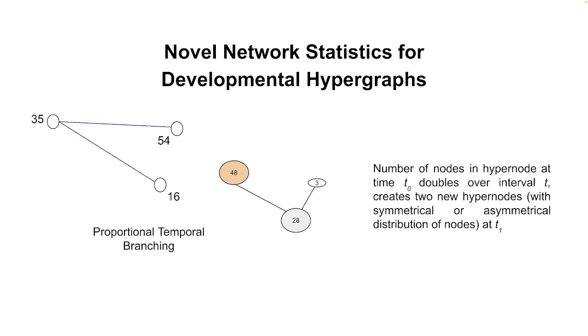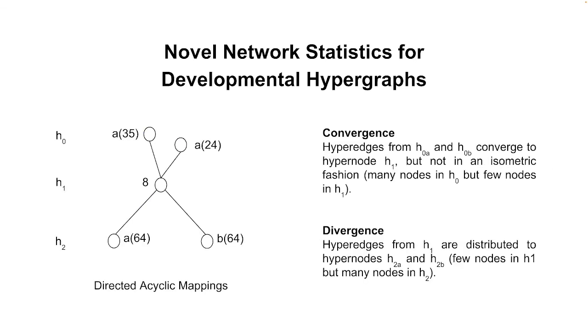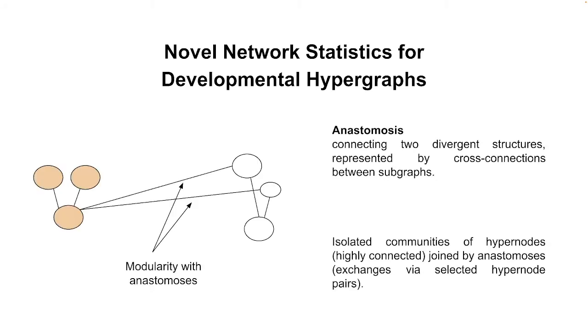We also have different measures that we can extract for this type of network. So one is proportional temporal branching, showing that relationship between ancestral hypernodes and descendant hypernodes. We have this relationship of directed acyclic mappings, which captures convergence and divergence of information and cell transfer between hypernode categories. And you can see this for the first example from the nervous system that I showed before. And then there is modularity with these anastomoses, or these selective connections between the subgraphs.